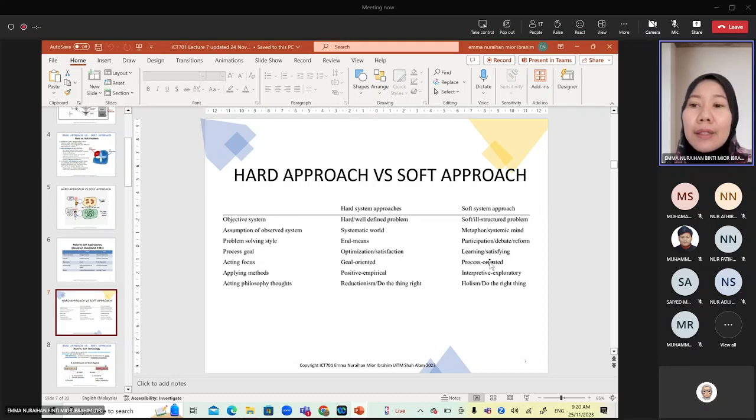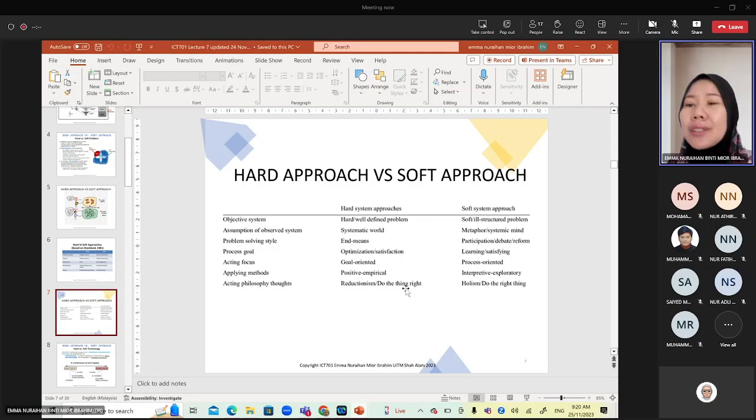Some parents are in denial because they don't want to admit that their children have autism. Autism ni pun dia ada banyak level ya. Ada yang kalau early intervention, your child can actually be normal. Ada yang severity level whereby you need to take care of them until the rest of their life. Okay, so applying methods, positive empirical. Okay, empirical maknanya you buat eksperimen, you buat testing and all that. Okay, soft system banyak kepada interpretive, exploratory. This is my expertise ya. Kebanyakan my PhD students buat exploratory study, especially in terms of culture, community, society ya.